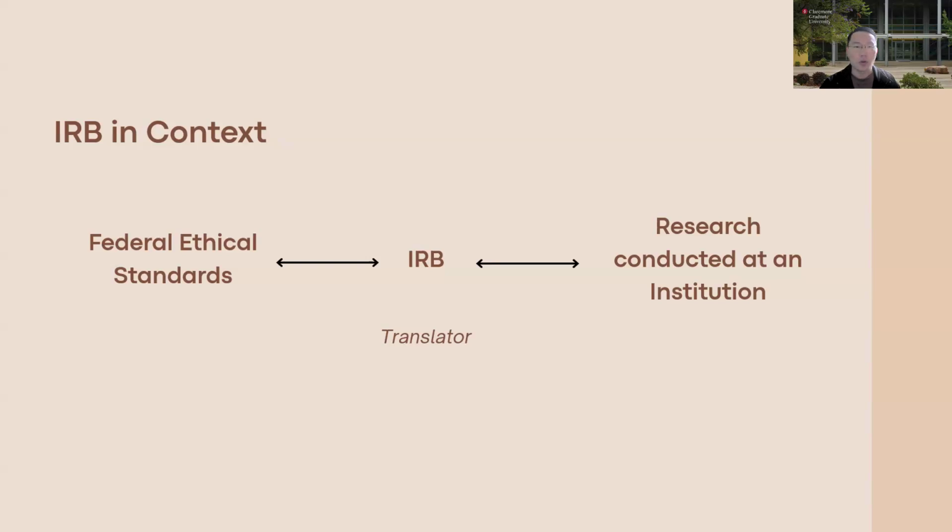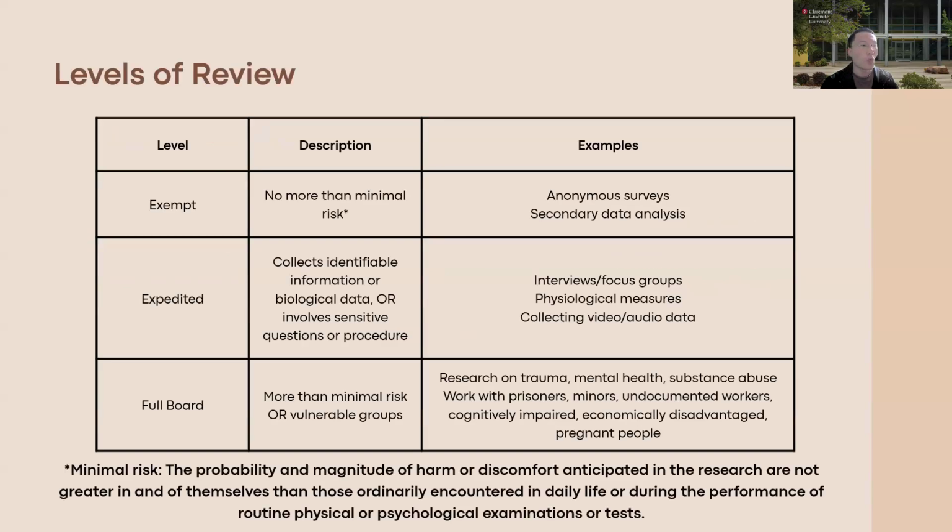And so when IRB receives an application or a research application outline, they will often try to categorize the application into one of three levels. On the first level, we have exempt research. Exempt research often involves no more than minimal risk.